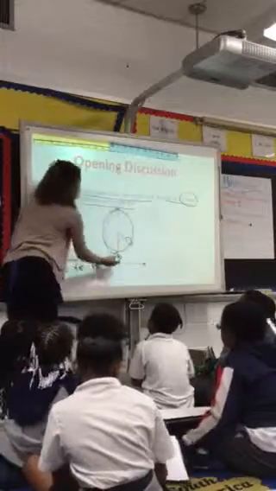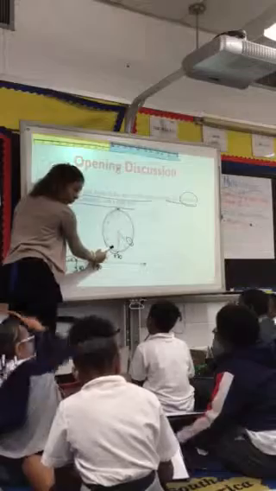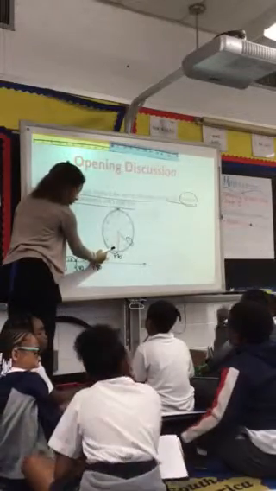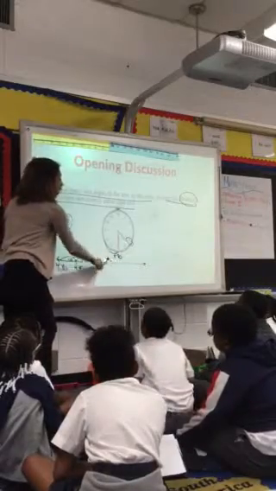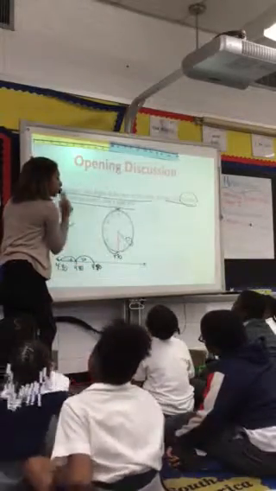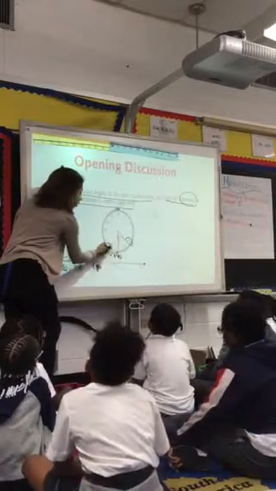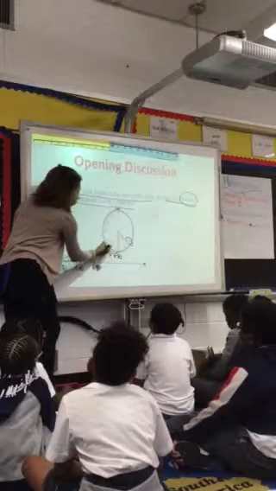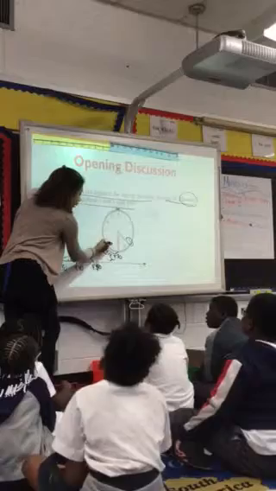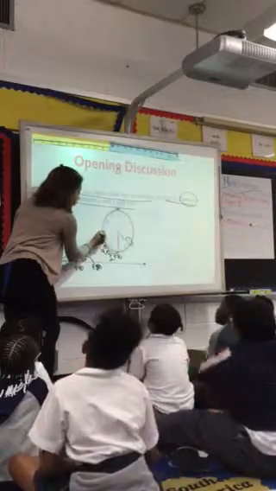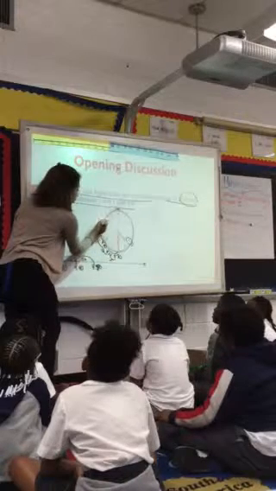So let's start with 4:30, and then we're going to count up by 5. So 4:30, what comes next? I need everyone. We're starting from 4:30, and we're going to count by 5s, 20 minutes. So 4:30, 4:35, 4:40, so we have 5, 10, we need to keep going. 4:45, 4:50.